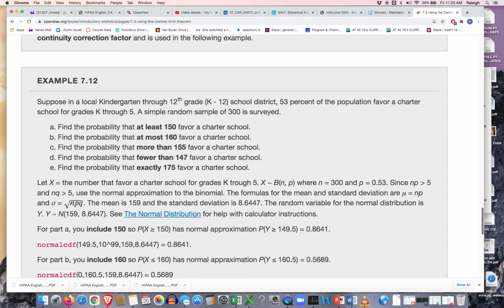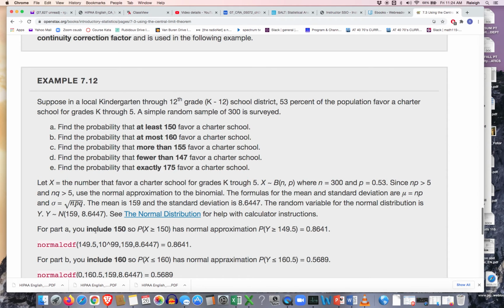And standard deviation, which I will not show you, is the square root of 300 for n, p is 0.53, q is 0.47, and that does give you an 8.6447. Suddenly they've got 4 decimals of accuracy. It's kind of inconsistent. The random variable for the normal distribution is then normal with a mean of 159, standard deviation of about 8.6.